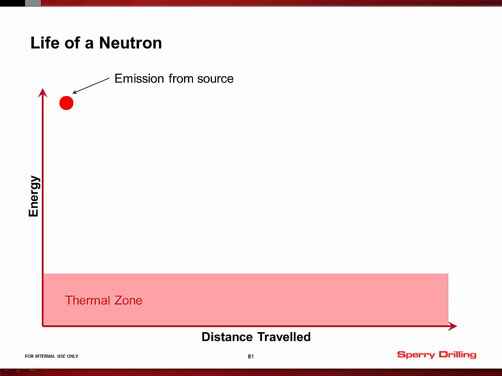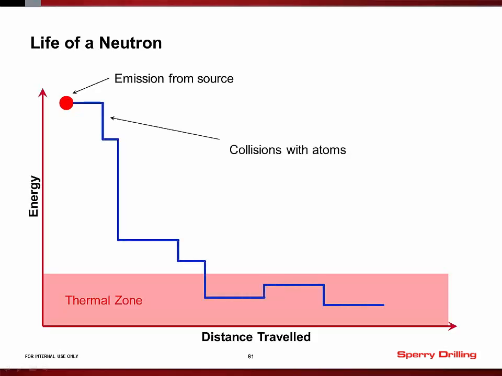And every time they collide, they lose some energy. So you can imagine that the energy that the neutron has diminishes. Every time it collides with an atom, it loses a little bit of energy. Eventually it gets down into this zone at the bottom here, which we call the thermal zone. The thermal zone is the zone where the energy of the neutron is similar to the energy of the atoms in the formation or in the surrounding materials. All atoms will have some energy due to their having some thermal energy associated with them. So they're all kind of vibrating with that thermal energy.